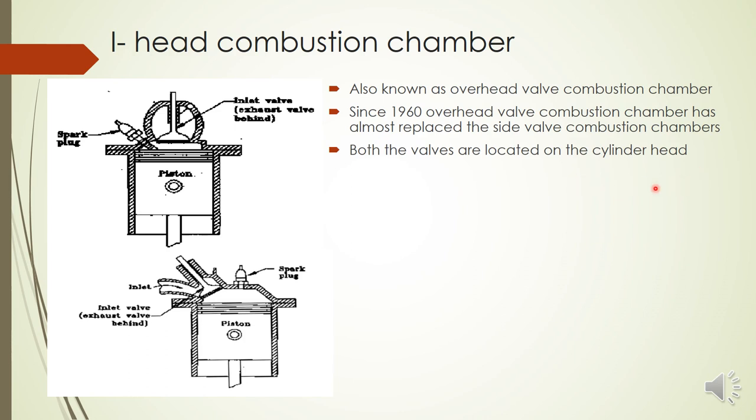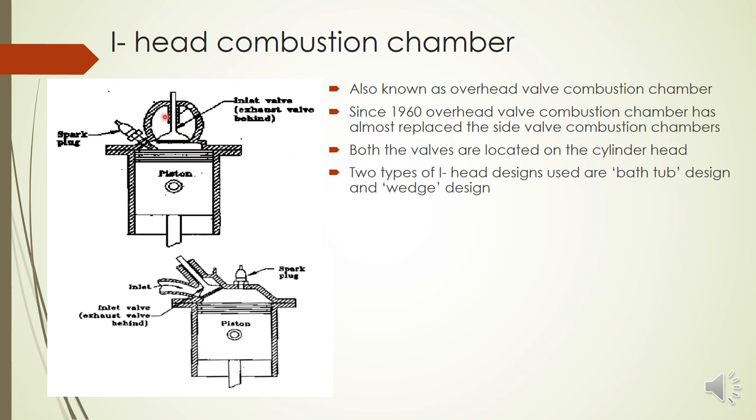So just think about this. In T-type, we used both the valves in the block, and they are on different sides. In L-type, also both the valves are in the block, but they are on the same side. When we come to F-type, the inlet valve is in the head and the exhaust valve is in the block. And finally we reach this I-head combustion chamber, where both the valves are in the head. So that is the evolution of the combustion chamber till now.